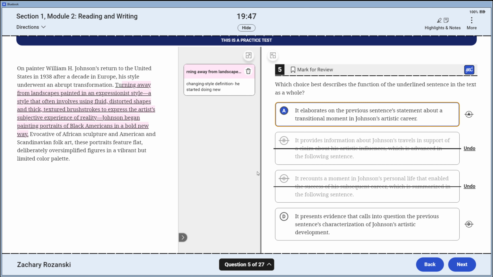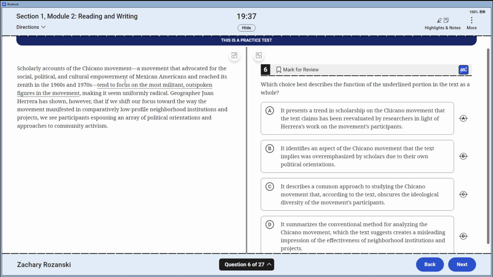It seems to be A, but I'll read the previous sentence. The painter returned to the United States after Europe underwent an abrupt... It's A. It's demonstrating that. Let's read this and see if we can fight our fight. There's not much to summarize, so I'm not going to.